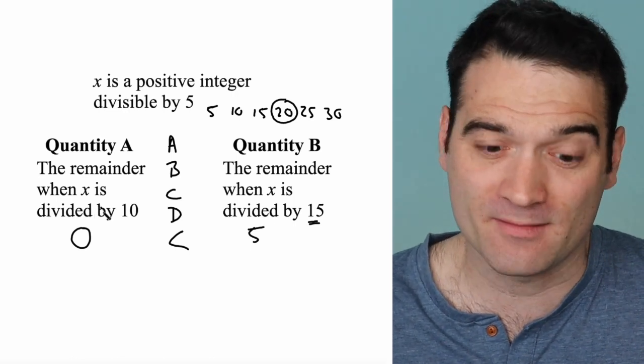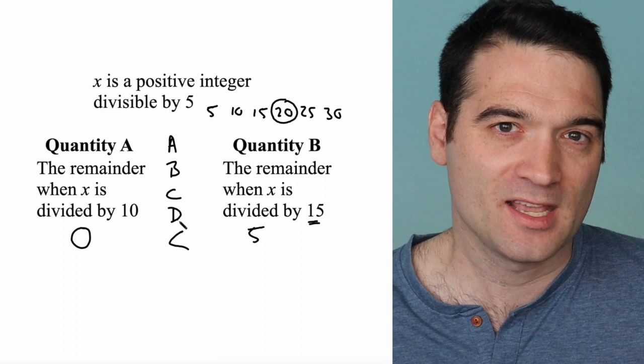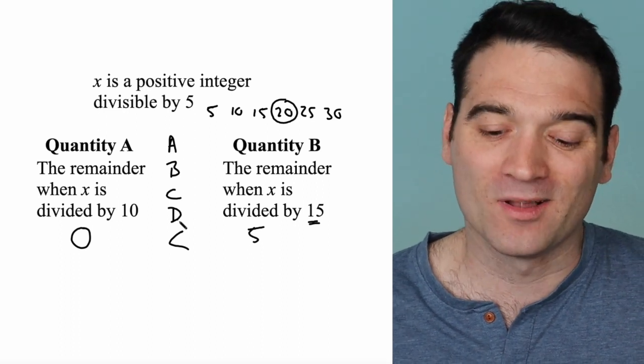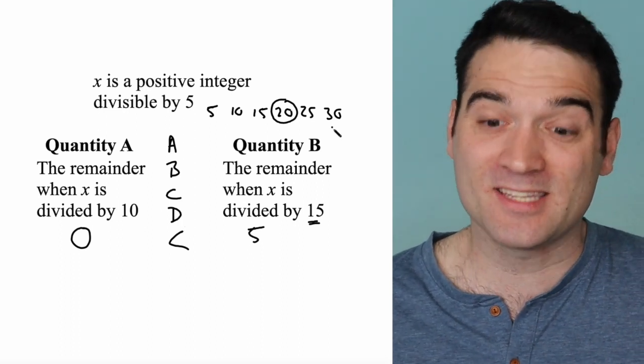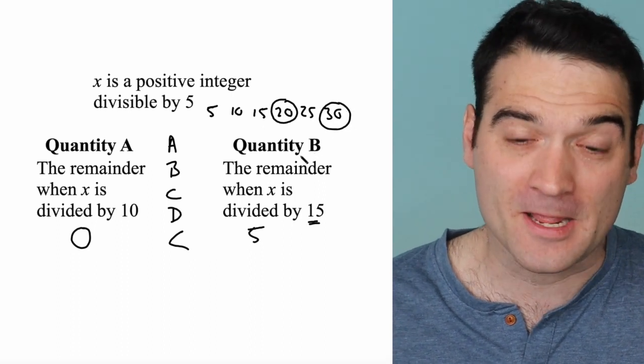And you might say, well, that's great. That means the answer is B, but not so fast. Is it true all the time? Well, it's not. And we can actually see this by testing 30, right?